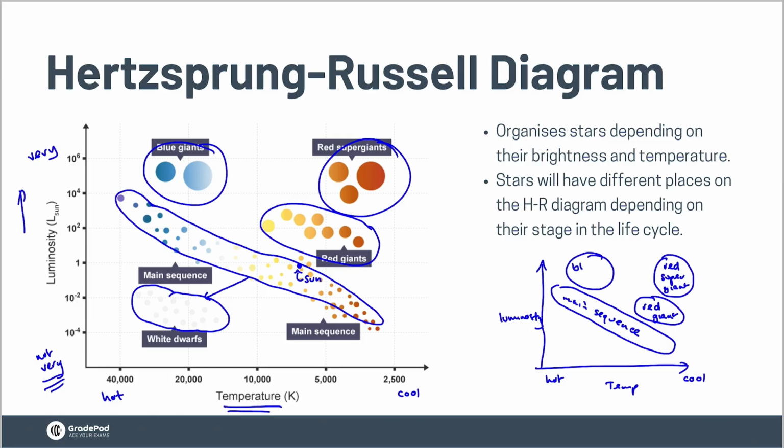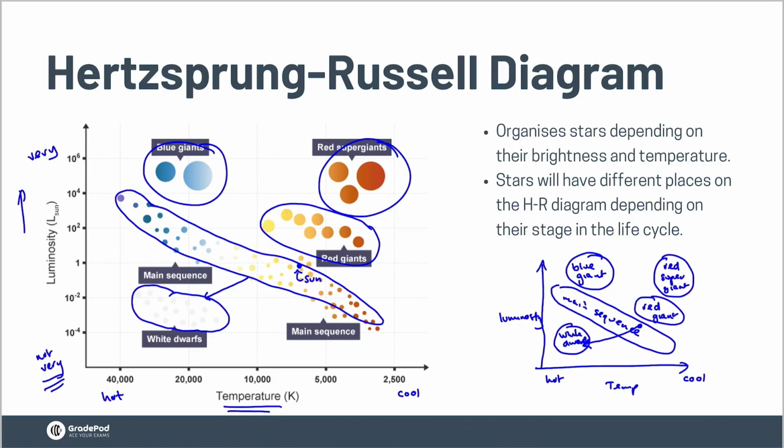Blue giants, very hot, very luminous. And white dwarfs down here. And you can recognise that as a sun goes through, or as a star goes through its life journey, it will move on the main sequence. So our sun would start here, and then it will turn into a white dwarf and go there.